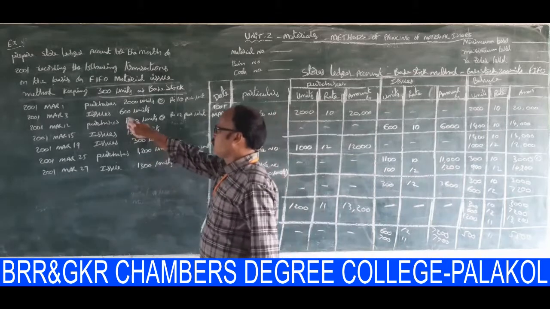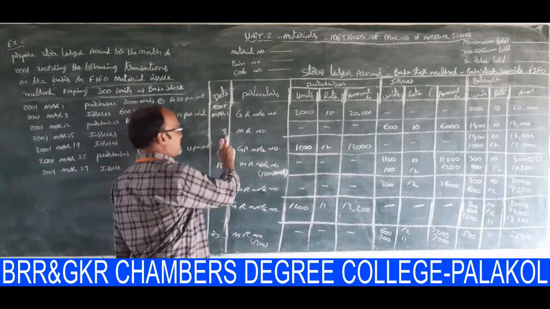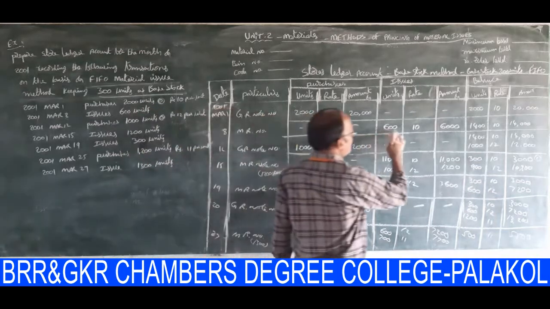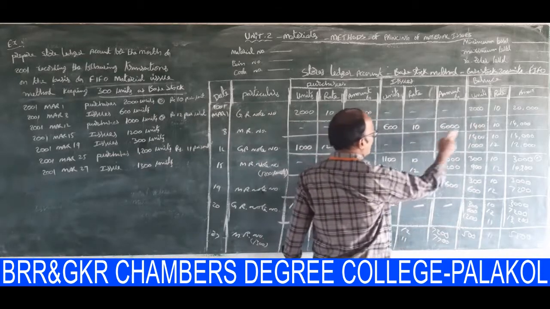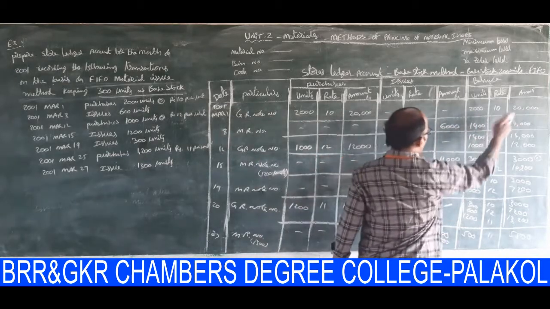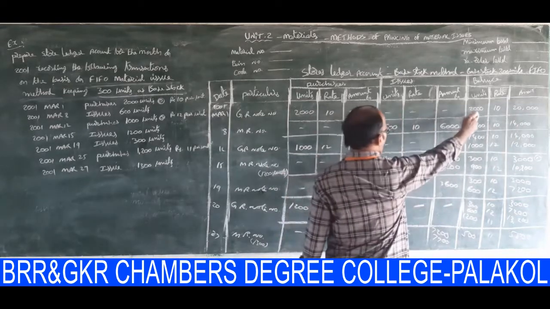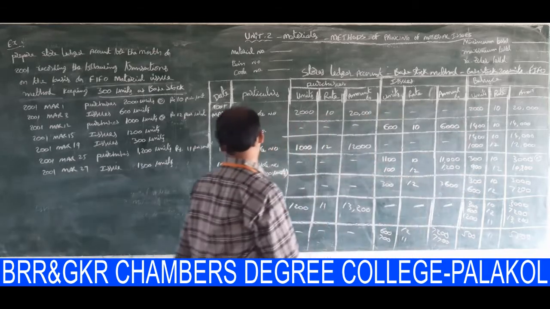Next one, issues 600 units, March 8th, material requisition note number. So 600 units, 10 rupees, 6,000. 2,000 minus 600, 1,400. 20,000 minus 6,000, 14,000. Okay. From this, you have to maintain 300 units of base stock. Don't forget that one.